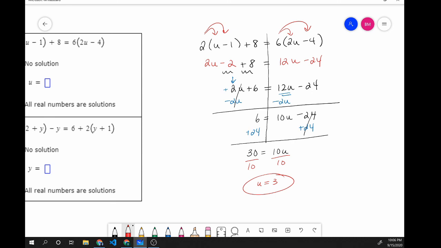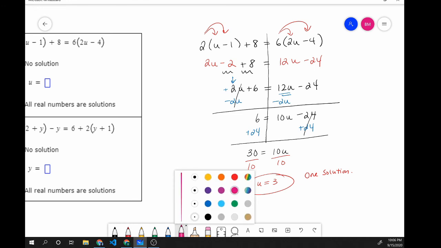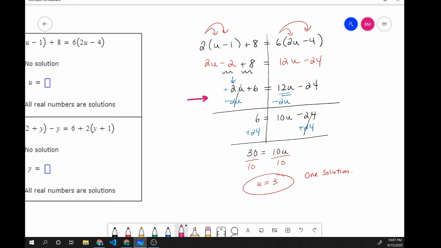Now, right off the bat, I knew this was going to be a one solution. And the reason why is because my variables did not cancel out. Whenever your variables totally cancel out and go away on both sides, we have either no solution or all real numbers are solutions. But right in this step here, we can just take a look back. When I tried to move the variables, I still had variables left over. They didn't cancel out. So right then and there, I knew it was going to be a one solution. You do have to finish the problem to figure out what the one solution is, but I know as soon as my variables don't cancel out, so right in this step here, that I have a one solution problem.